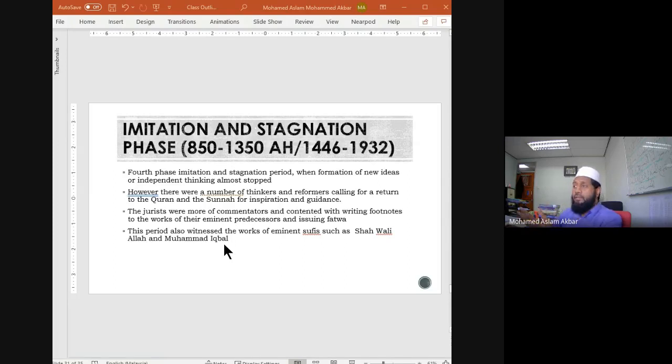So then, let's go to the imitation and stagnation phase, which went from the 15th century until 1932. You have, for example, scholars like Shah Waliyullah Dehlavi, Mohamed Akbar. These are a few scholars in the subcontinent, and some in other countries as well. These are the people who stood up and wanted to bring back the golden age. So they wrote, mashallah, very good work.